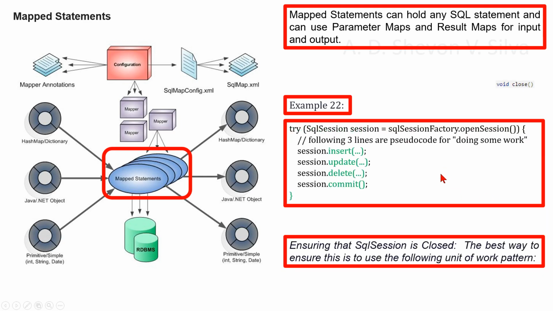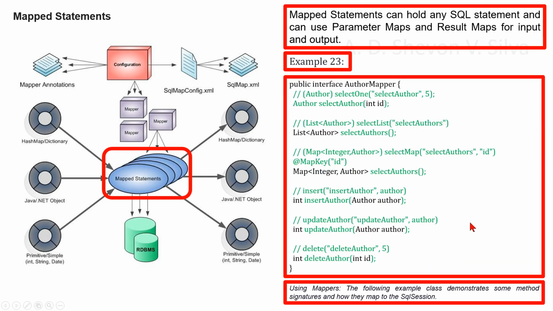Now we are considering ensuring that SqlSession is closed. The best way to ensure this is to use the following unit of work pattern. With close, the most important thing is you must ensure to close any session that you open. The best way to ensure this is to follow the unit of work pattern. Just like SqlSessionFactory, you can get the instance of Configuration that the session is using by calling the getConfiguration method. The following three lines are pseudocode for doing some work.